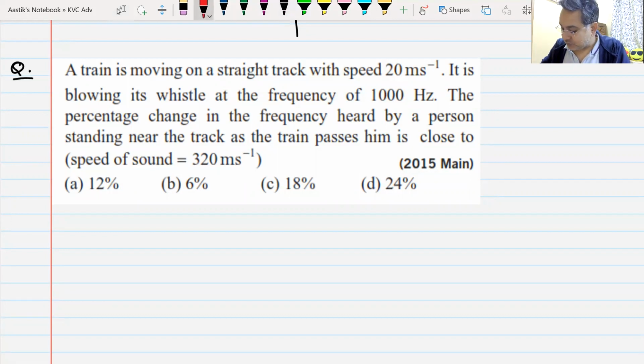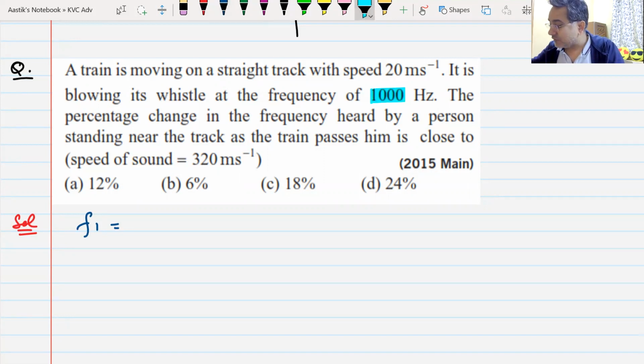How are you supposed to do this? Let me call the first frequency as F1. Remember, you don't have to calculate anything. You only calculate at the last. You don't have to even write this first frequency because it is going to get cancelled. So I will just write it as Fs and not as 1000. So this will be Fs into speed of sound. Let me call it as C, or if you don't want to write C, you can write it as 320. Fs into 320 divided by 300.